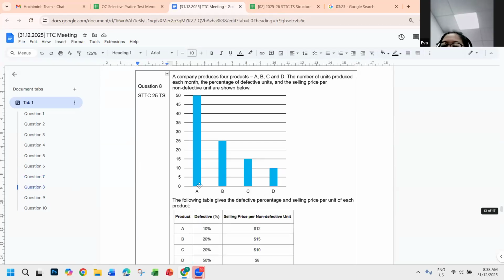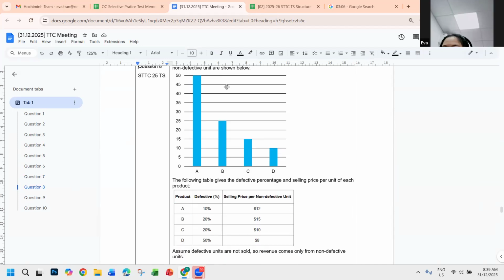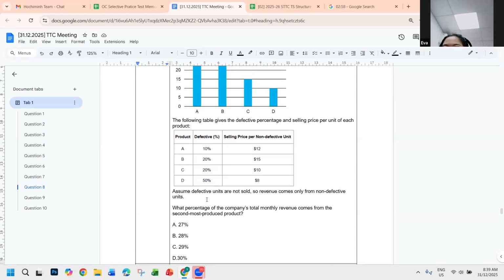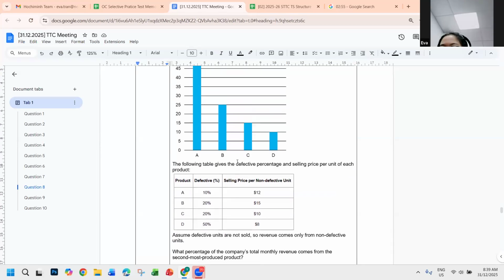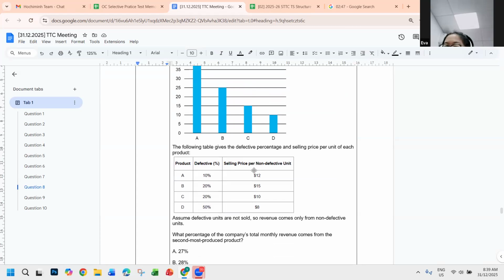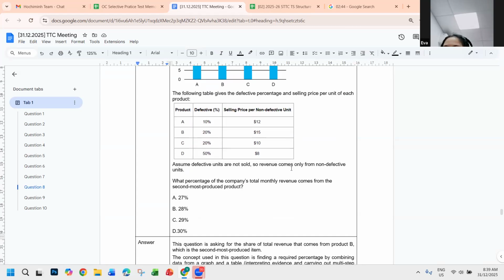Question number 8. Here is a company that produces four products A, B, C, D, and the number of units produced each month, the percentage of defective units, and the selling price per non-defective unit are shown below. We are asked to find the percentage of the company's total revenue that comes from the second most produced product. First, because the revenue comes only from the non-defective units, we find the number of non-defective units sold in the month.